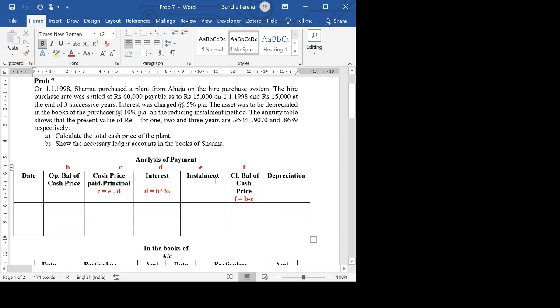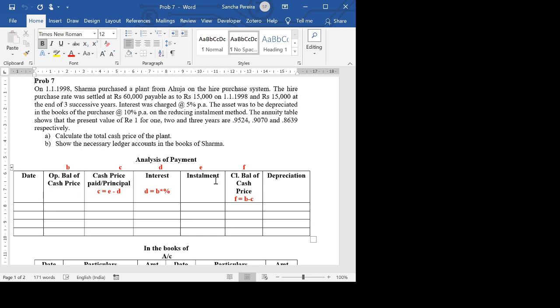On 1st January 1998, Sharma purchased a plant from Ahuja on the hire purchase system. So Sharma is the hire purchaser, Ahuja is the hire vendor. And the agreement or the deal is signed on 1st January 1998. The hire purchase rate was settled at rupees 60,000. So they've given you the hire purchase price, or they called it the hire purchase rate, which was 60,000.